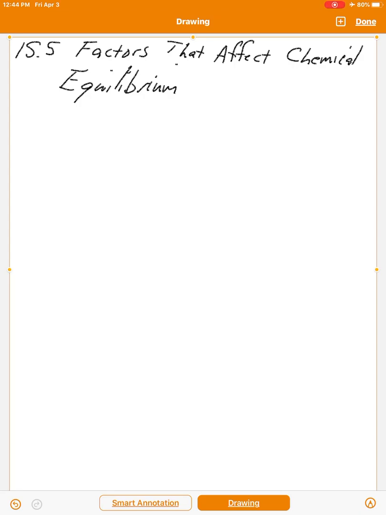Okay, we're going to talk now about section 15.5, which is factors that affect chemical equilibrium. So we've looked at the equilibrium constant, the concept of equilibrium, and we've looked at a set of different types of calculations that we can do for equilibrium. Now what we're going to do is look at things qualitatively, to use a very powerful concept in chemistry, a very powerful technique that we use to produce materials, and that is called Le Chatelier's principle.